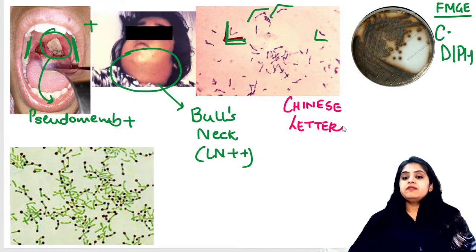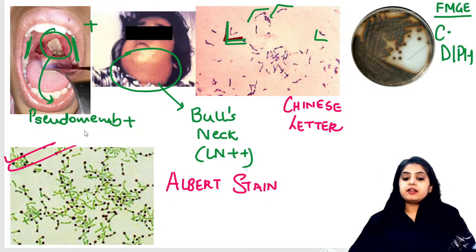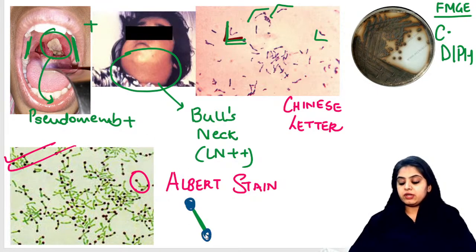Now till here everyone knows, but this is their favorite image. On the Chinese letters I have put a special stain. What is this special stain? This special stain is known as the Albert stain. What is the Albert stain? As I can see, something is green in color, and there is something which is going to be purple in color over here. What are these granules? Amazing, guys. Albert stain is used for staining these granules called volutin granules.